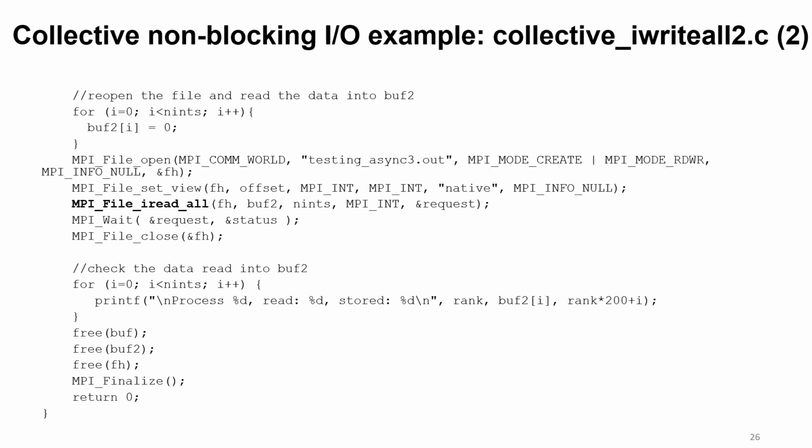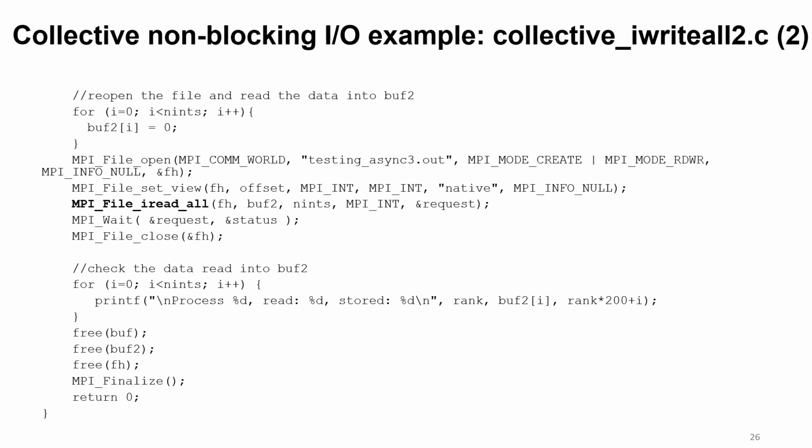Now that we have written the file and closed it, let's reopen the file and read the data into the buffer buff2. So here we are initializing buff2 to 0 with this for loop here. And then we open the file testing_async3.out, the same one that we wrote to. And here we are opening the file again in the same mode. We are saying MPI_MODE_CREATE, and we're using the OR flag and saying MPI_MODE_RDWR.